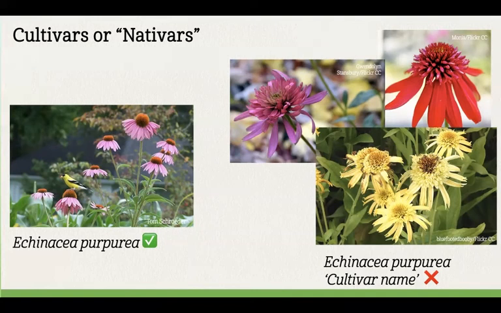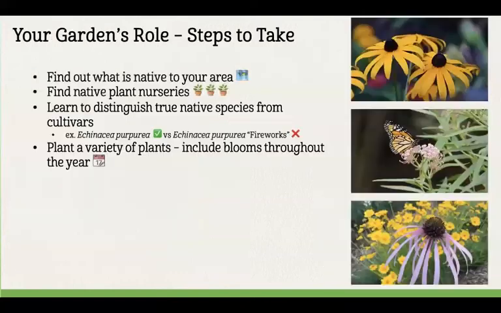We want to err on the side of providing the most beneficial plants. So to do that, I recommend that you seek out the true native species, which will be easiest to find from nurseries that specialize in native plants. Next thing we want to do is plant a variety of plants.